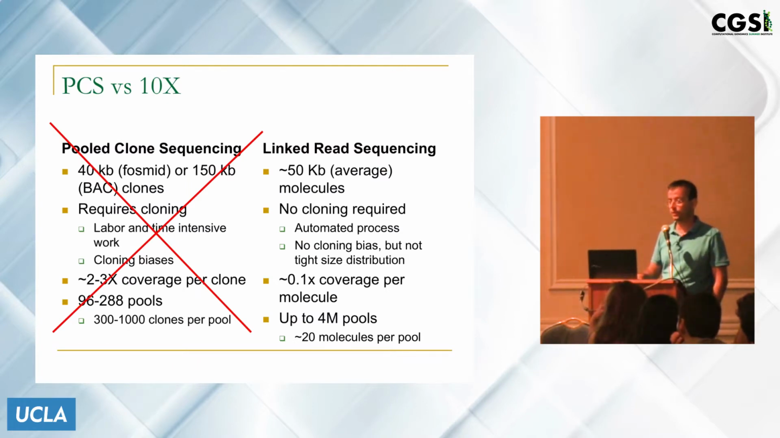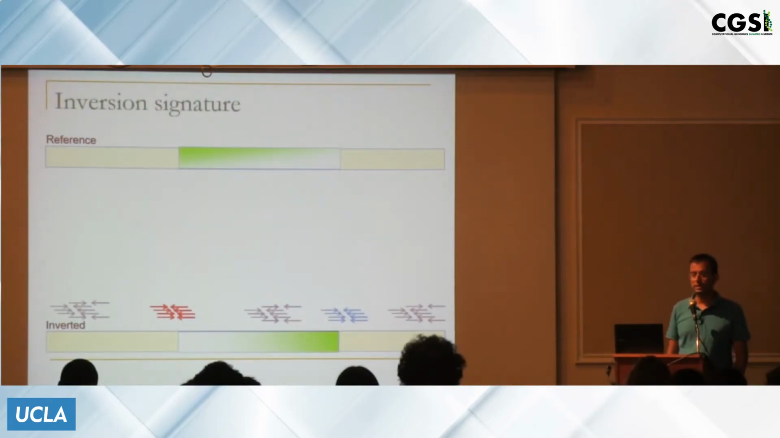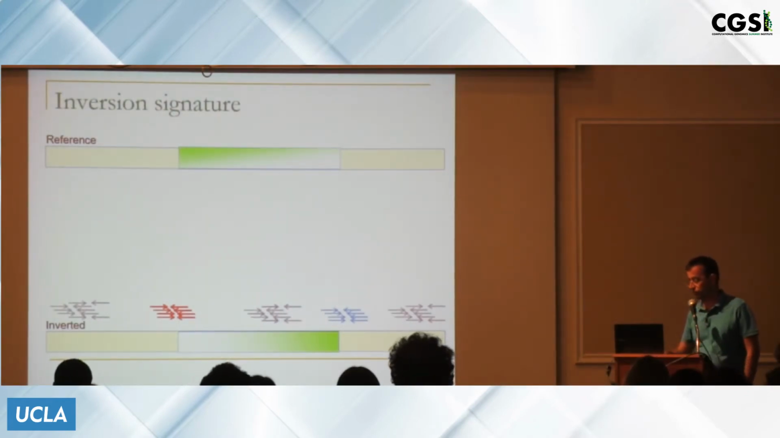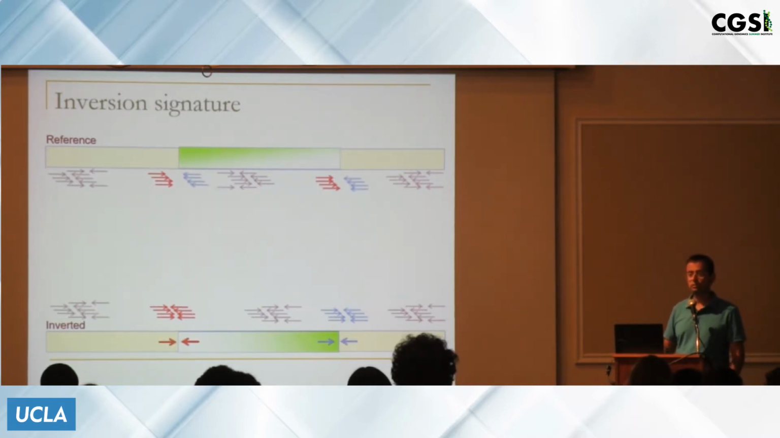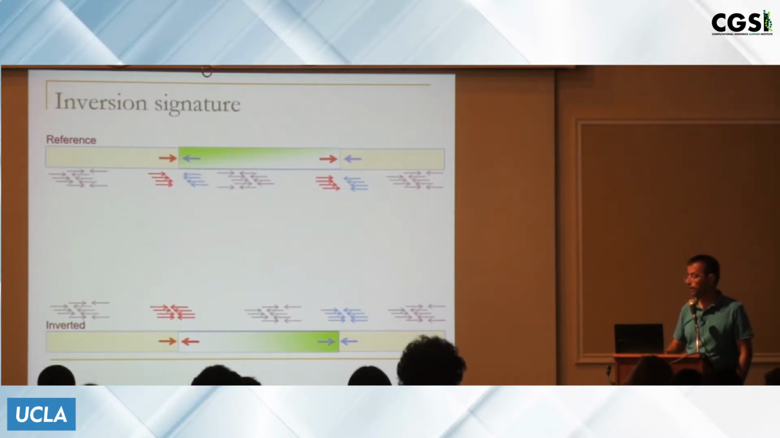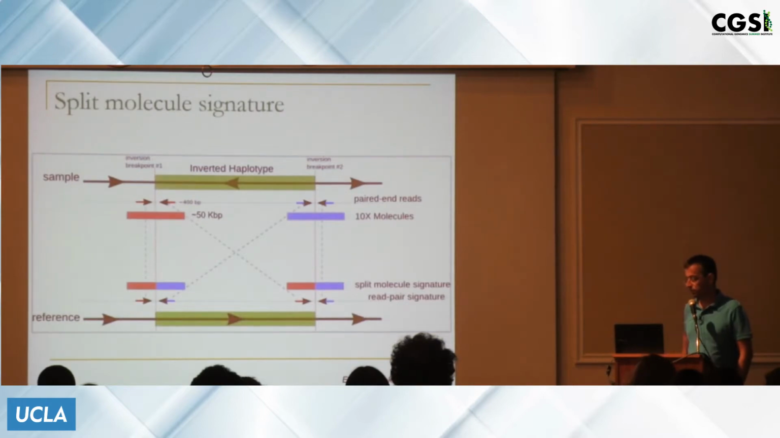This is what happens when you have an inversion. Let's say this part is inverted, and then you have those molecules coming from outside, from inside, and from the junctions of this inversion. When you map them, these are going to map normally, and these are going to be split. So now it's going to be something similar to the split read, but we call them split molecules. And you can also have the extra read pair information directly from those inversions. So this is the split molecule signature.